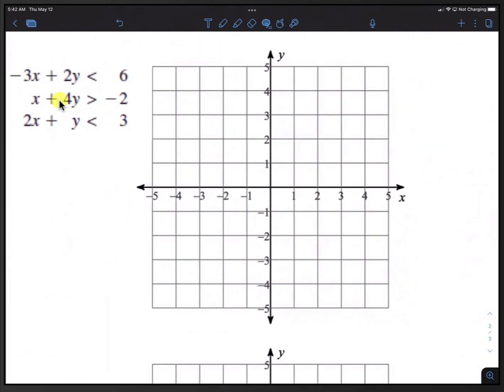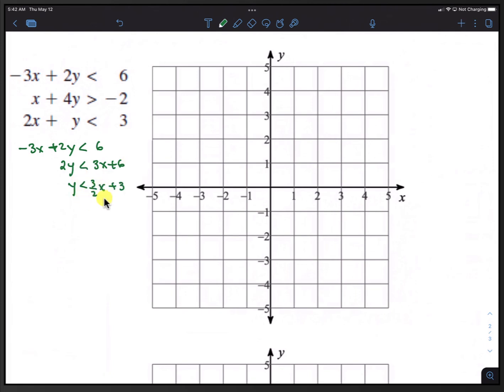Let's take this first equation. We have negative 3x plus 2y is less than 6. We're going to move the 3x over to the right by adding. So 2y equals 3x plus 6. And now we're going to divide everything by 2. So y will be less than 3 over 2 times x plus 3.